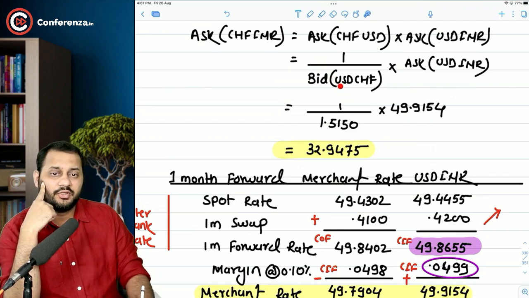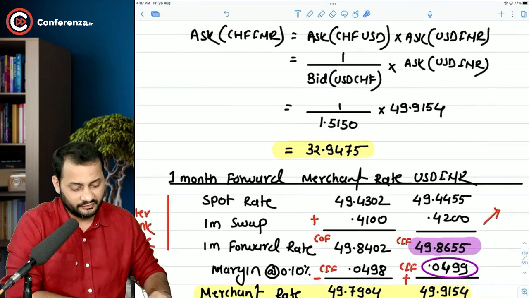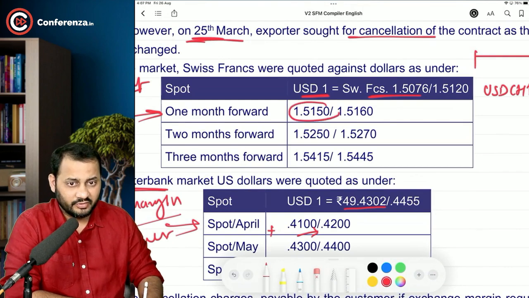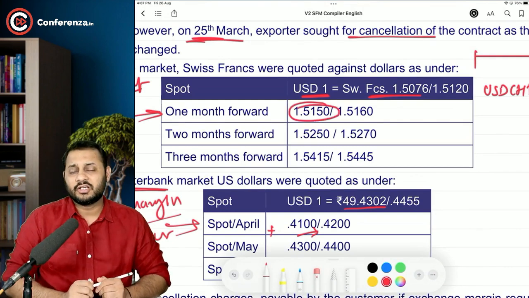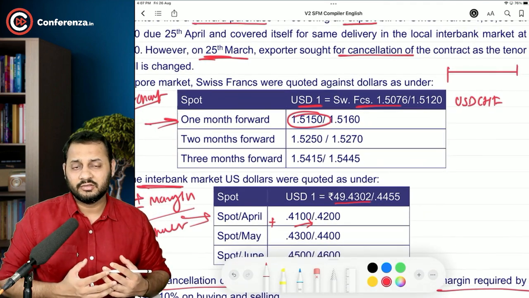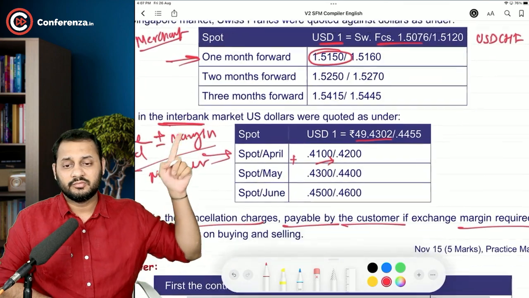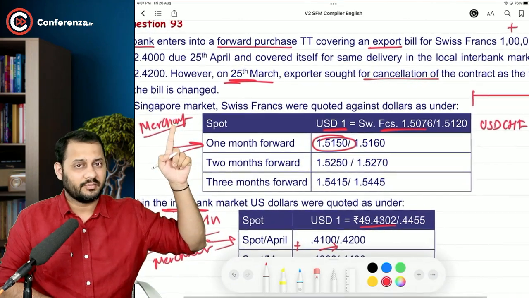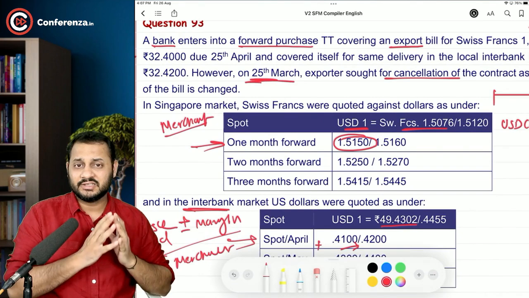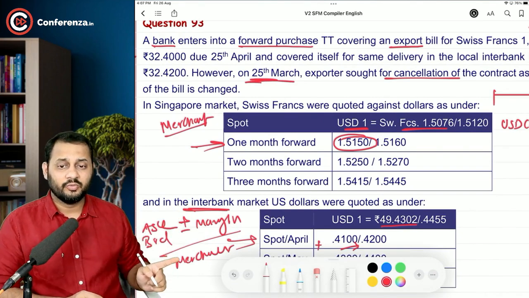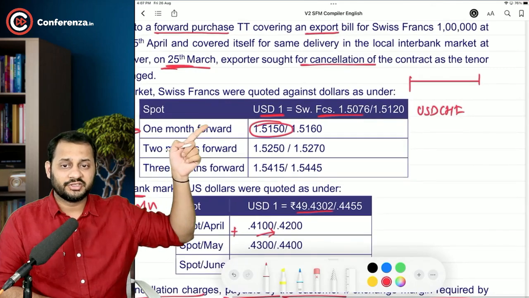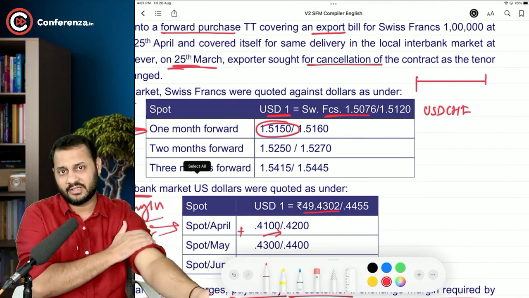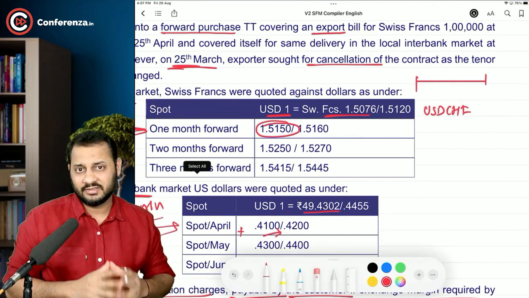Okay. Now we will take the USD CHF bid rate, which is 1.5150. The very first question that will come to your mind is, sir, why aren't we adding the premium or margin of the bank in USD CHF? So this is not an interbank rate. Margin is adjusted only in the interbank rate to make it a merchant rate. Now, if this is a merchant rate directly given to us, 1.5150, we will assume that the margin is already adjusted in that.